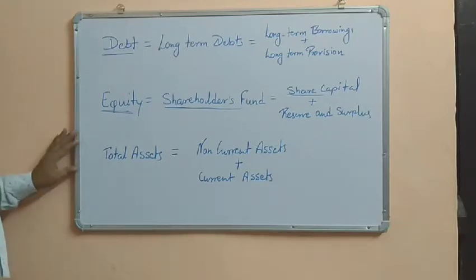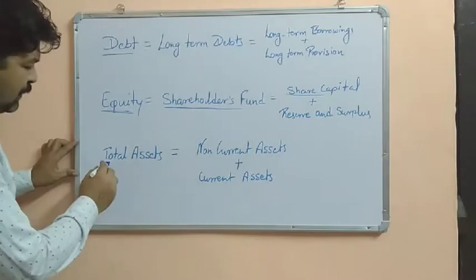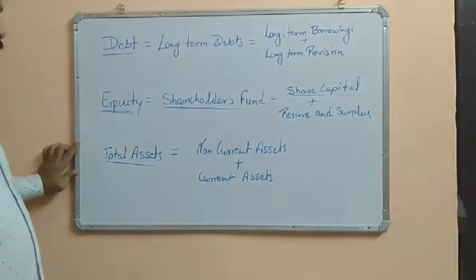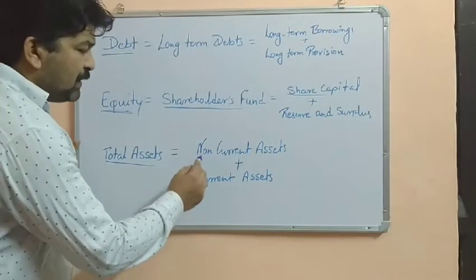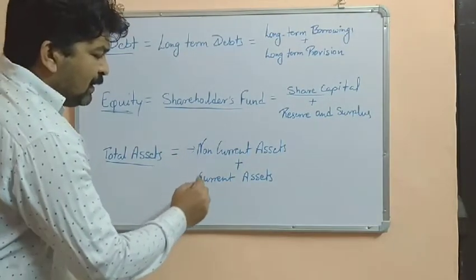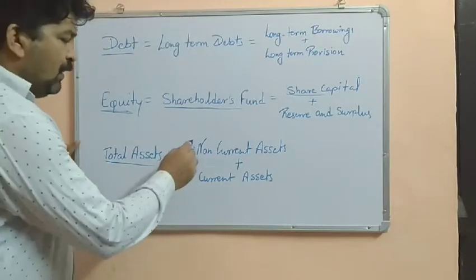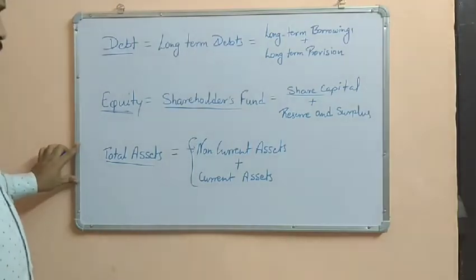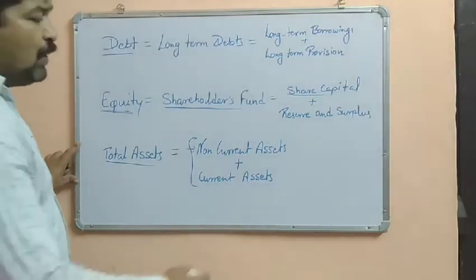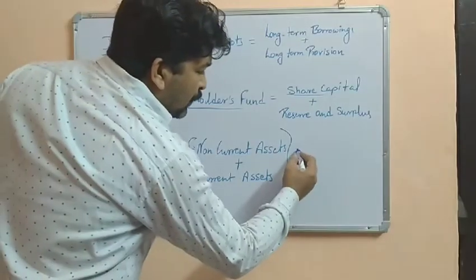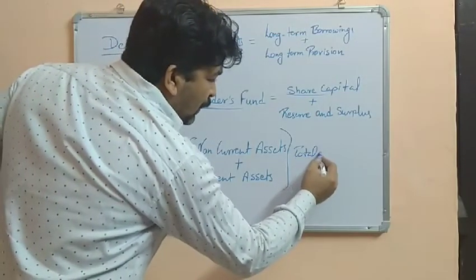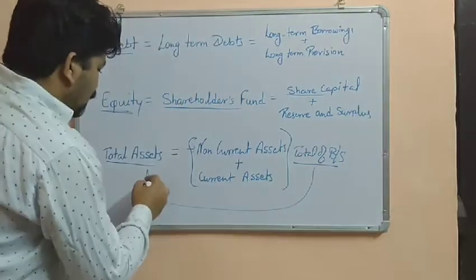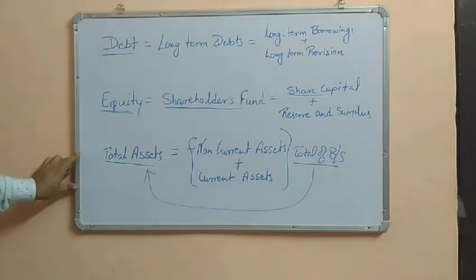Then next is the third point. The third item which is given in that formula is total asset. Total asset means what? The term total asset means non-current assets plus current assets. All non-current assets and current assets are included in this. That means the total of the balance sheet. The total of the balance sheet is the value of total asset. You can understand like this also.